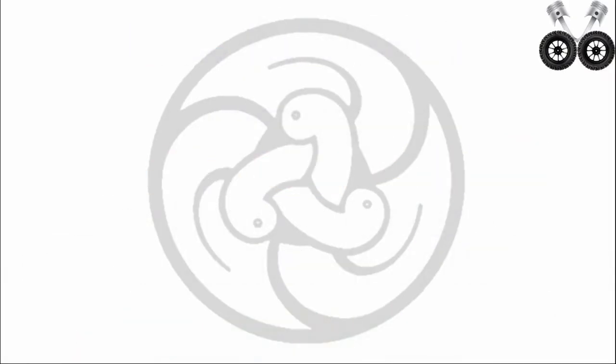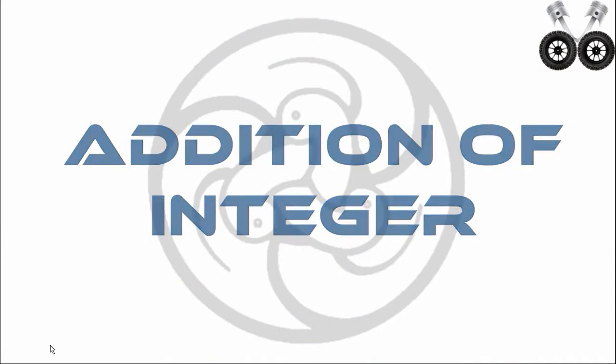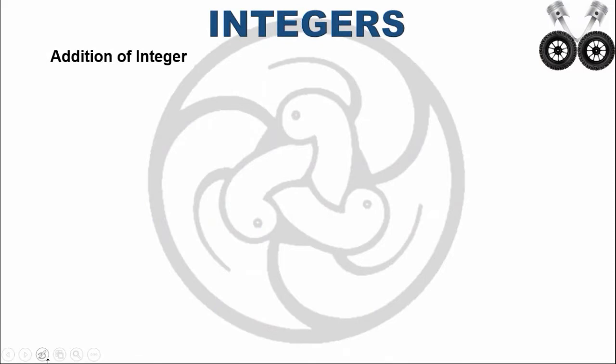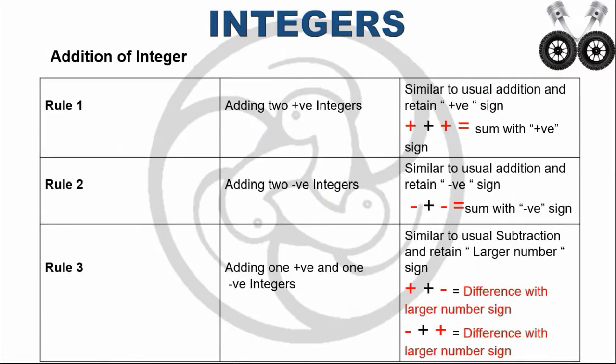Part 2, addition of integers. If I want to add two integers, there are certain rules we have to follow. So the first rule is, whenever the two integers are positive integers, then I have to add the two integers and put the positive sign.